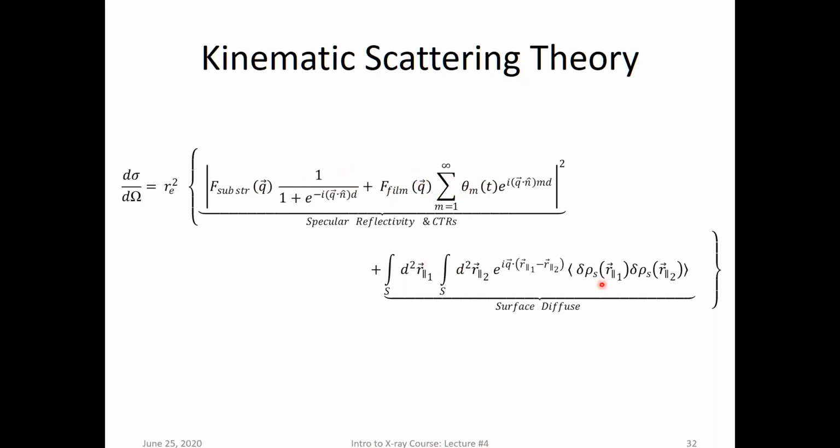And then I add a diffuse part, which is the same part we just talked about for thermal diffuse scattering. So on, but here, due to the fluctuations, it's the same idea. So I split rho into two parts. Rho bar is up here, and the fluctuations are down here. But now I only have an integral over my perpendicular components of R.